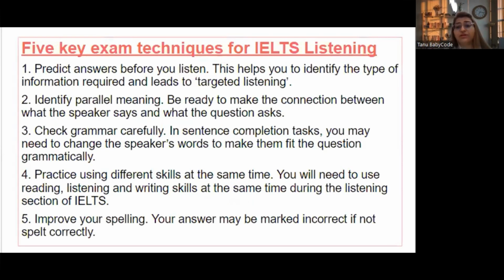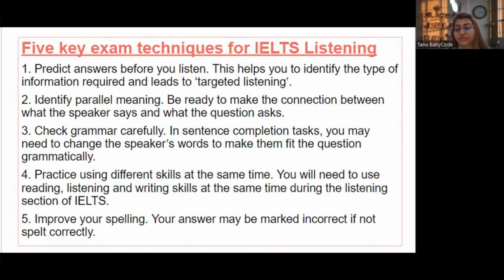Now let's talk about some of the exam techniques. The very first is that you have to predict your answer before you start listening to the audio. This will help you identify the type of information required, and it leads to target listening. Like what is supposed to be your answer, so you will target that part.